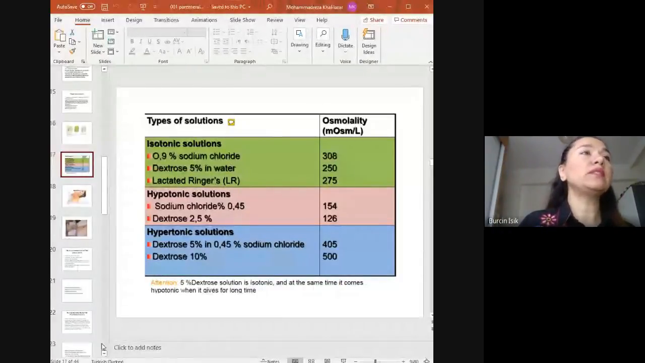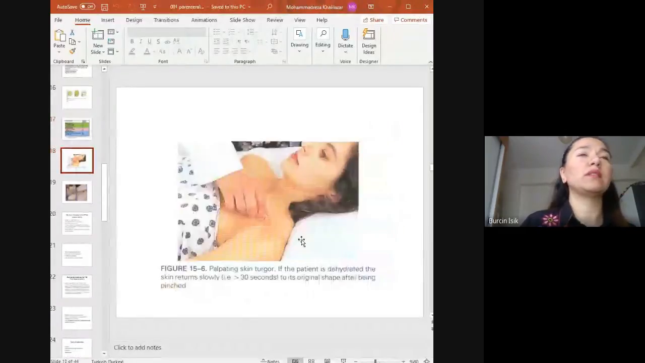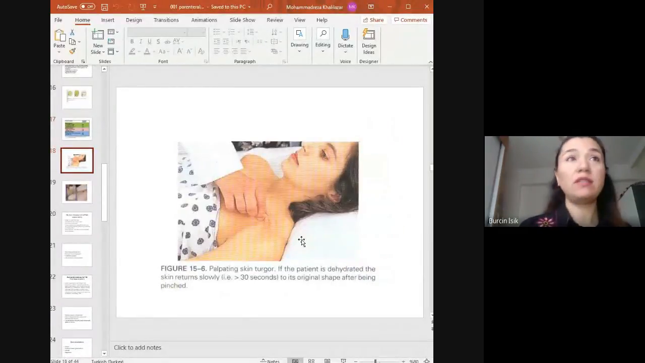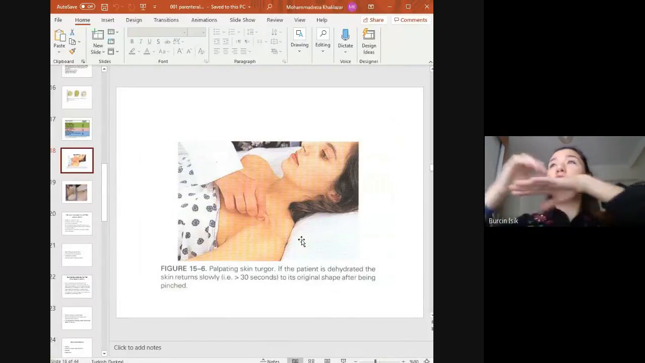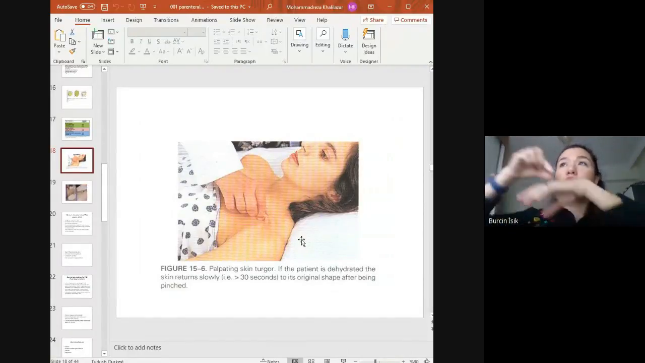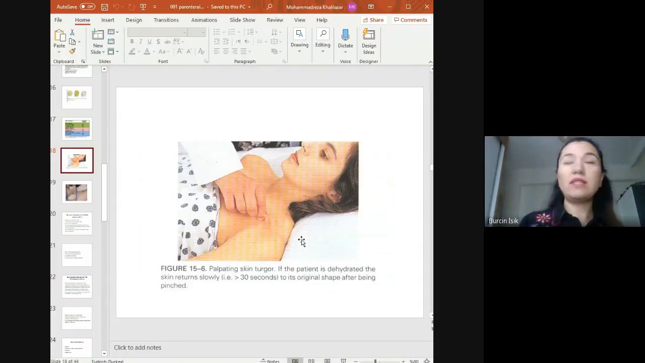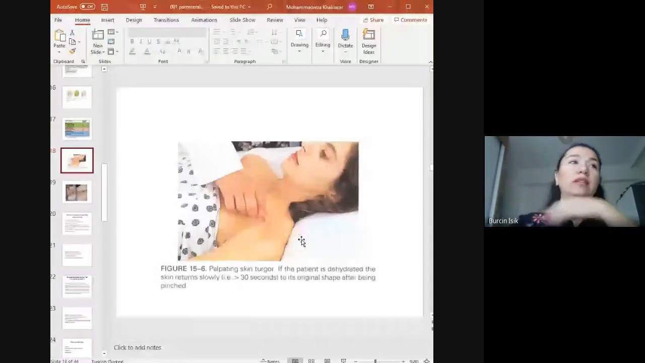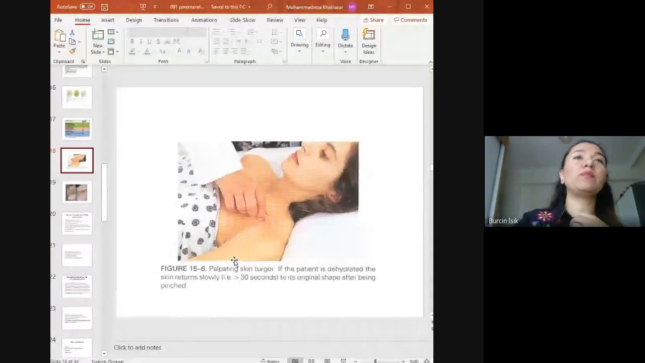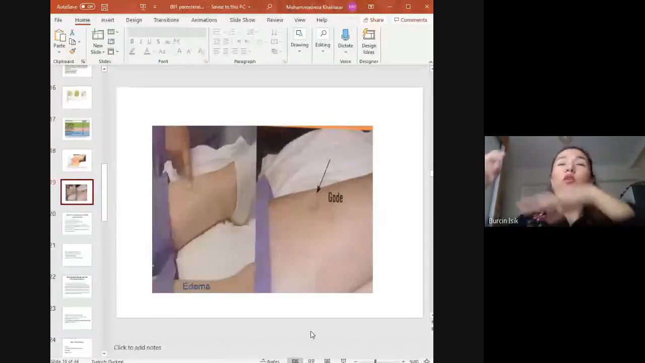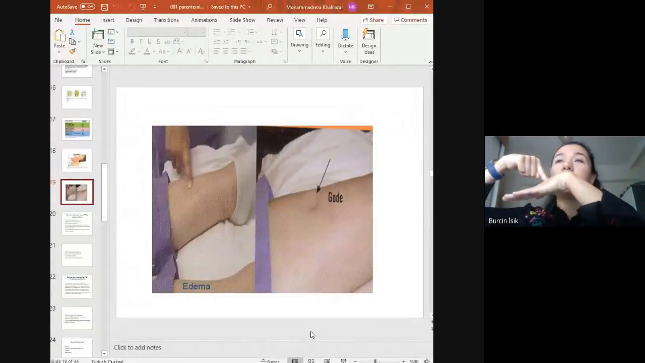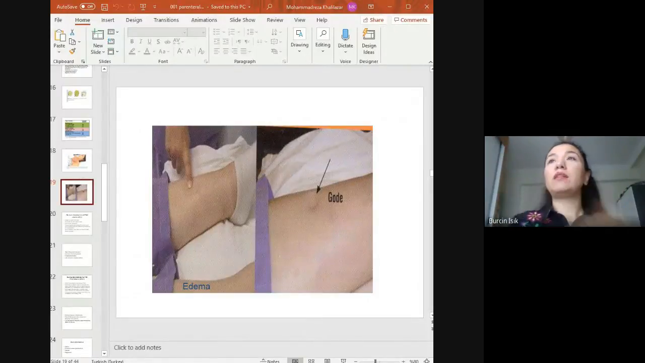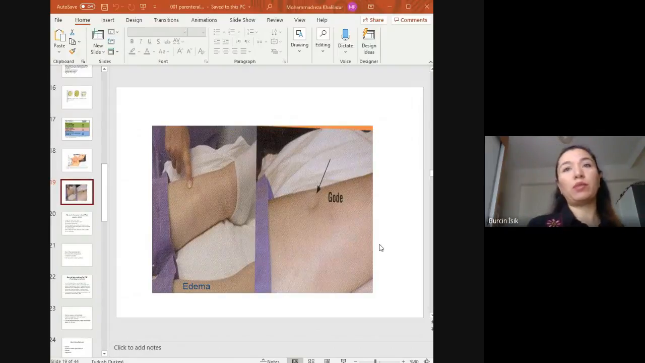Another important thing you must know about body fluid deficit is the turgor. You can check your hand, your body also, with your fingers. When deficit happens and you touch like this, it needs more time to come back to the normal reflex. And another one is checking the edema. If you press, it needs more time to come back. During pregnancy, for example, this happens in the legs.